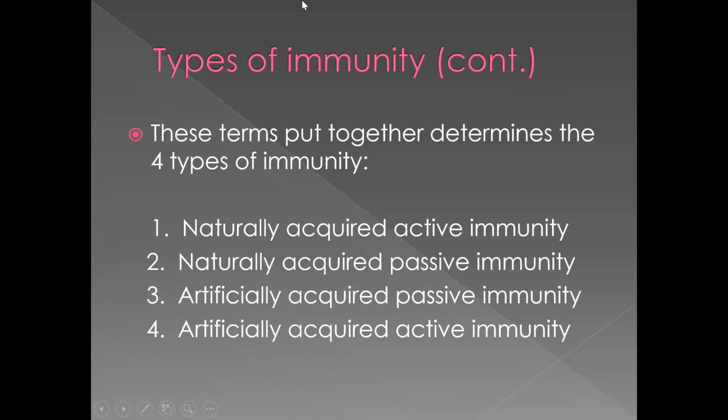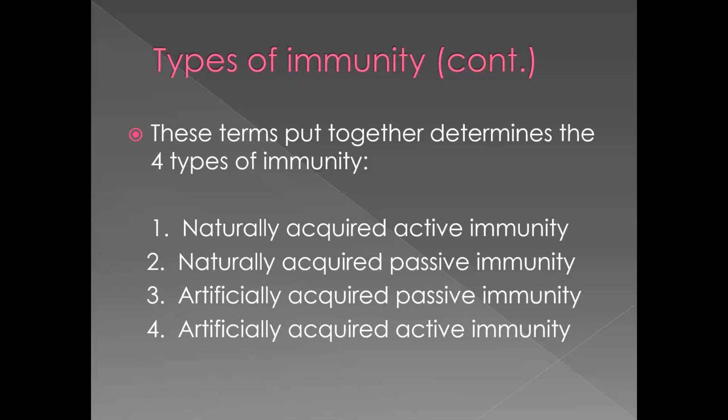These terms put together determine 4 different types of immunity. So first, there's naturally acquired active immunity. Basically, it's made by your own body. Again, 100% body acquired it on its own, and you created your own antibodies to fight it off. So a good example of this is chickenpox.